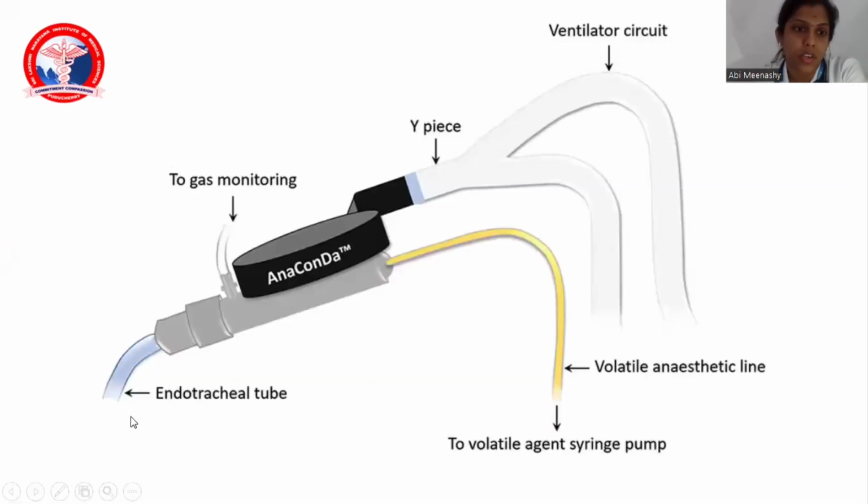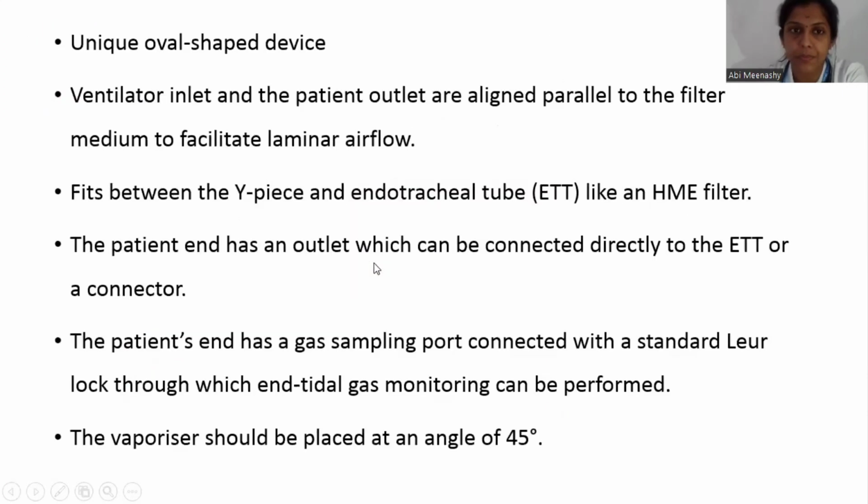So this is how it's connected. There is the patient's endotracheal tube, and then you connect the Anaconda vaporizer, and then you connect the Y piece of the breathing circuit. From the Anaconda vaporizer, one port goes for gas monitoring to show agent levels, and the inlet is via the volatile anesthetic line. The anesthetic agent is being pumped into the vaporizer. So it is a unique oval-shaped device, like you saw. It's a black oval-shaped device.